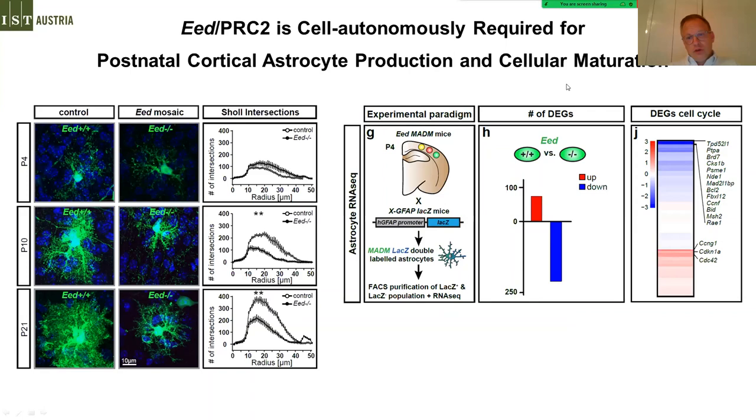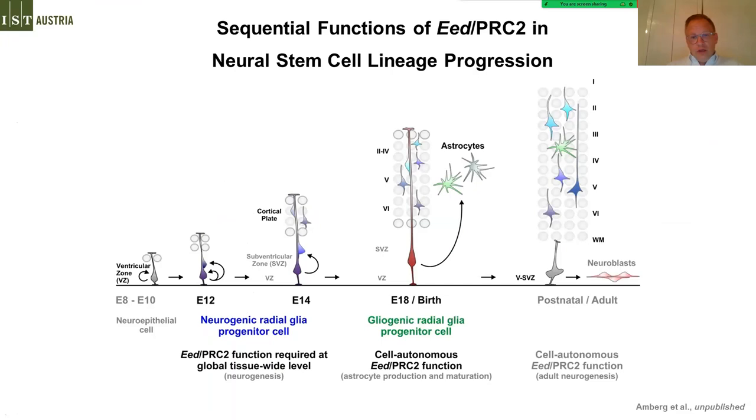Now, let me summarize what I told you today. We assessed at the single cell level the sequential functions of the PSC2 complex in neural stem cell lineage progression. We found that there are at least two functions. One is a global tissue-wide one. If you don't have PSC2 at these early stages in the neurogenic radial glia, this leads to massive microcephaly, as we have seen, but only if you knock it out in the entire tissue. In contrast, if you knock out PSC2 function in astrocyte progenitors, this cell autonomously leads to a problem in astrocyte production and maturation.